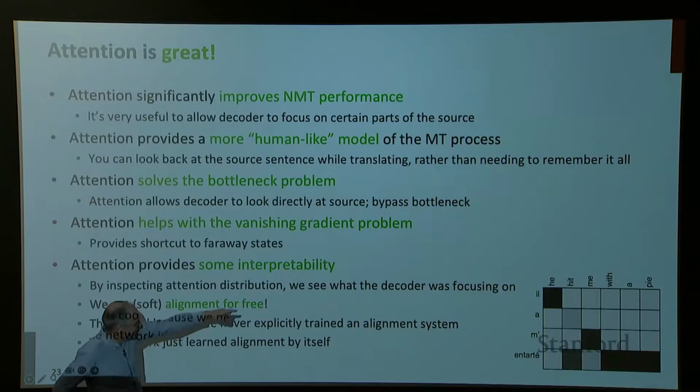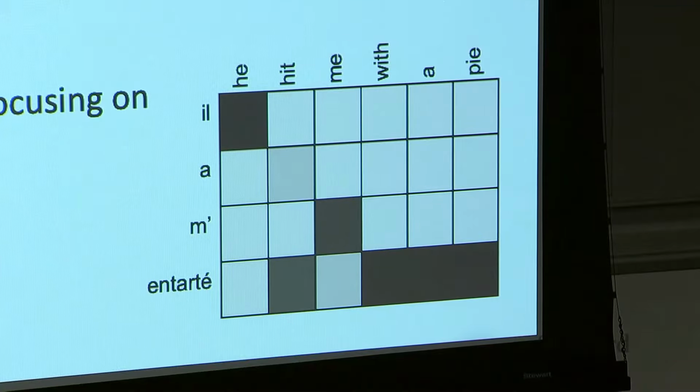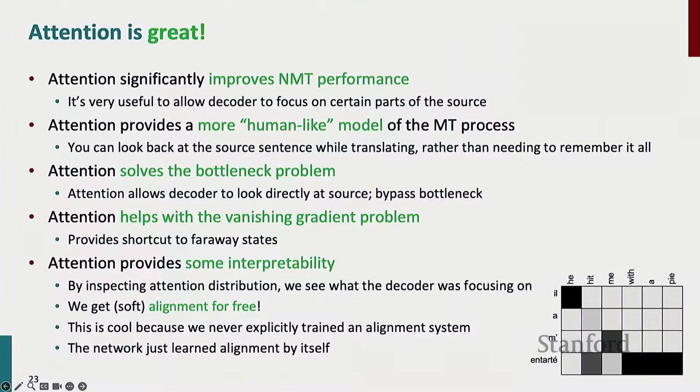The a is a sort of perfect past auxiliary. So it's like "he has me pied" is what the French words are, one at a time. The hit is already looking at the tarté, then the me is attending to the m', which means me, and then the "with a pie" is attending still to entarté, which is basically the right kind of alignment that you want for the words of a sentence. So that's pretty cool too.